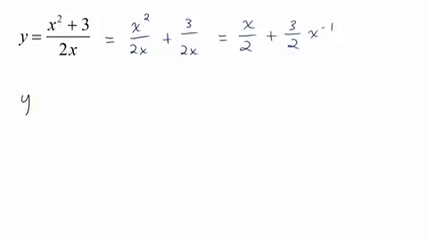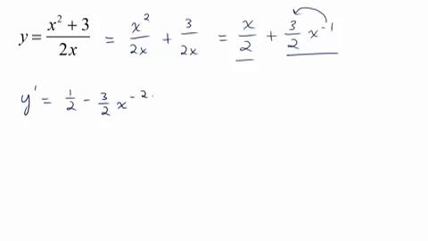So now to find y prime, taking the derivative of each term, the derivative of x over 2, or 1/2 x, is just 1/2. Now we take the derivative of this term using our new rule, so we'll take negative 1 times 3/2, which is negative 3/2, times x, and now we decrease the exponent by 1, so negative 1 minus 1 is negative 2.